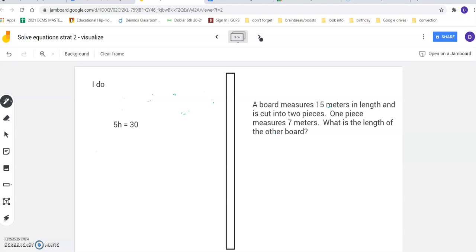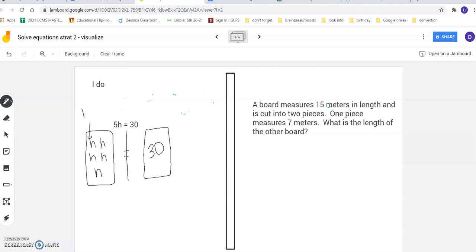When we do an equation, we're thinking about 2 things being equal. Something over here being equal to something over here. So in this case, I've got 30 over here and 5h over here. So I'm actually just going to draw 5h. And the amount of those 2 things is equal. So really what I'm trying to do in this one, if I want to visualize it, is figure out what each h is equal to.